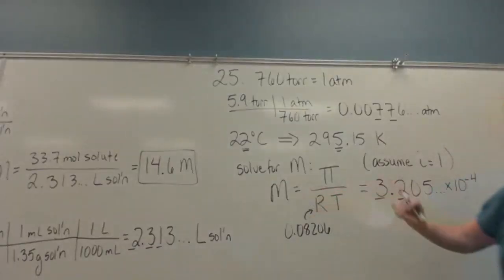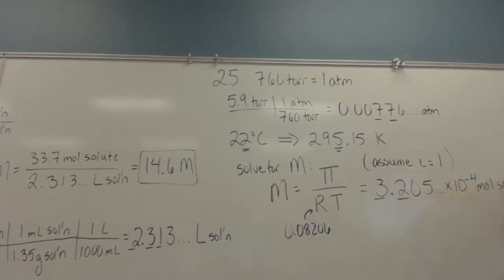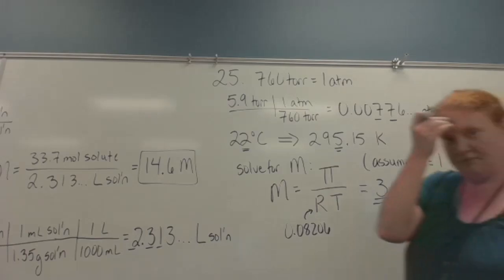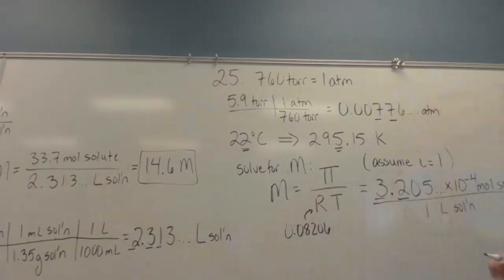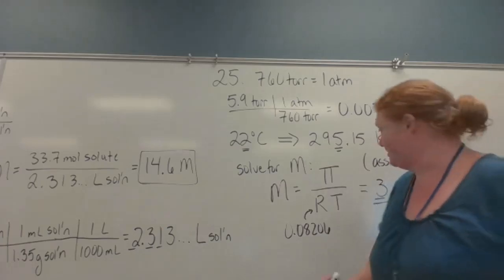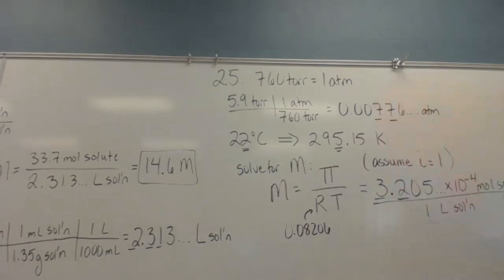So this means what? Molarity means this number of moles per 1 liter of solution, right? That's what that means. If I had 1 liter, this is how many moles I would have. But I don't have 1 liter. What volume do I have in this problem? I have half a liter. So I'm going to multiply my molarity by the volume that I do have, right?